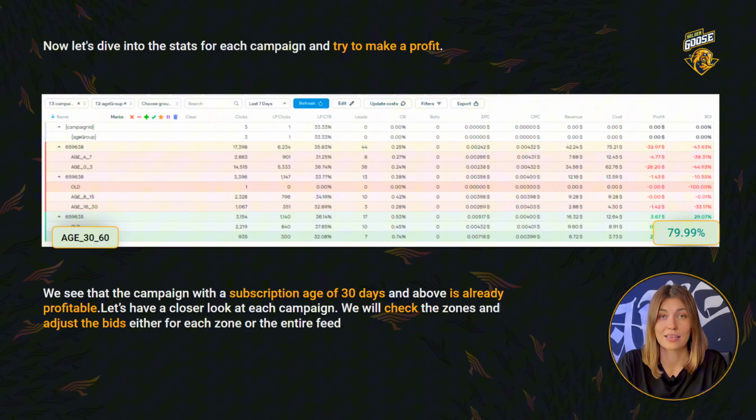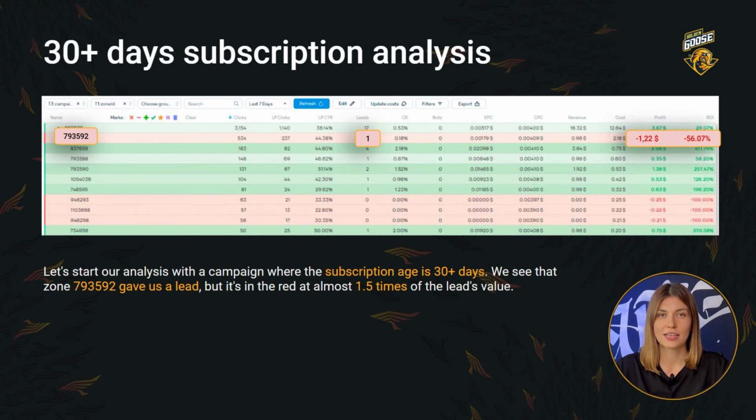We see that the campaign with a subscription age of 30 days and above is already profitable. Let's have a closer look at each campaign. We will check the zones and adjust the bids either for each zone or the entire feed. Let's start our analysis with the campaigns where our subscription age is 30 plus days. We see that zones 79, 35, 92 gave us a lead, but it's in the red at almost 1.5 times the lead's value.